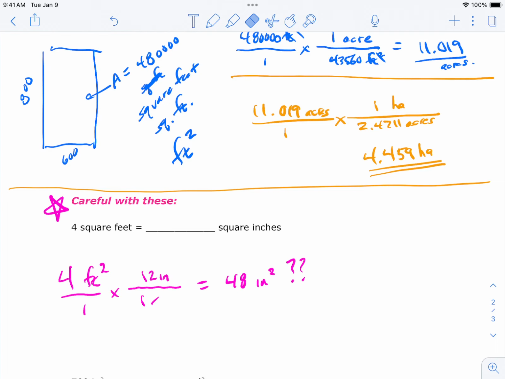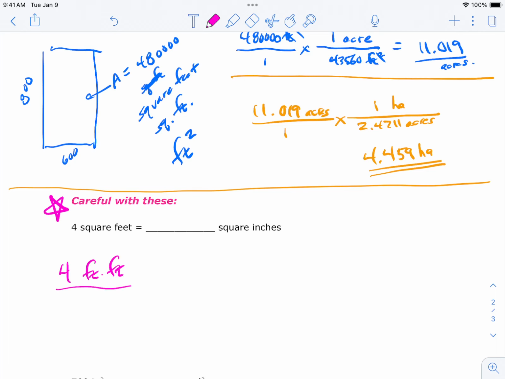Well, back up a second here. I'm just going to erase that because that's not right. 4 square feet. Well, a foot squared is kind of like that. A foot times a foot. You know, x times x is x squared. A foot times a foot is a foot squared. A square foot. So really, you would have to do this. You would have to say 1 foot is 12 inches. That cancels that one.